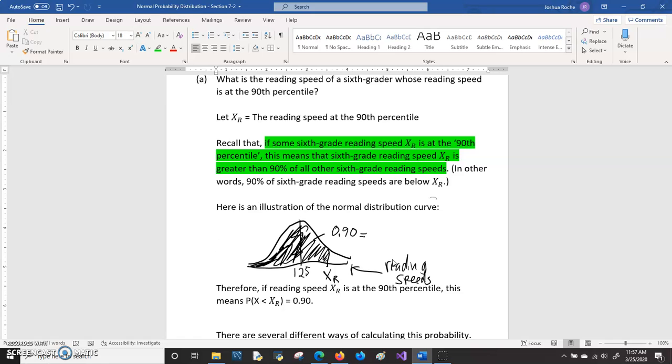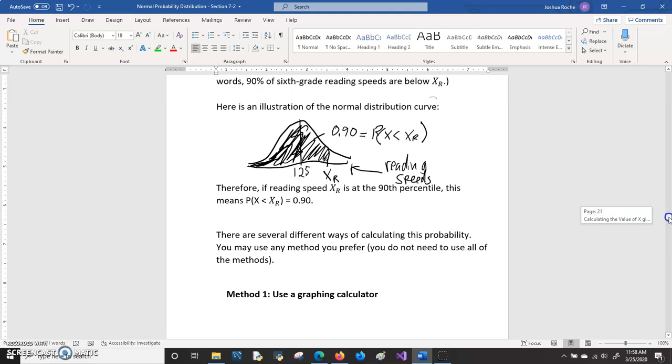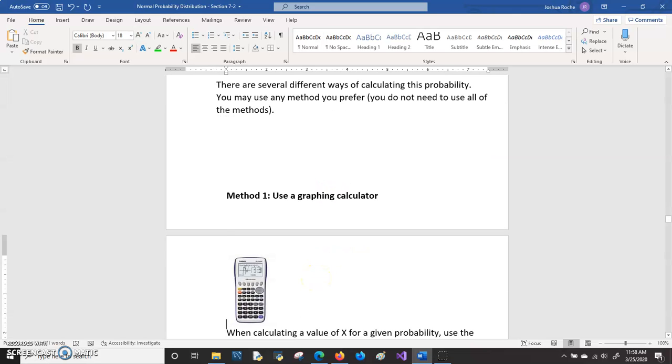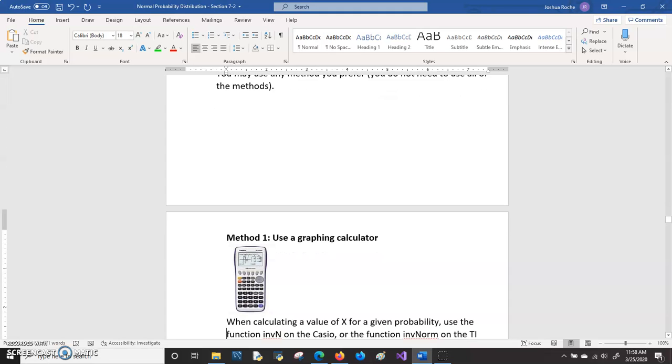Also remember that the area under a curve is the same as probability. So this 0.90 is the probability that x is less than that particular reading speed, XR. There are different ways of finding out what this XR is. One way is to use a graphing calculator.